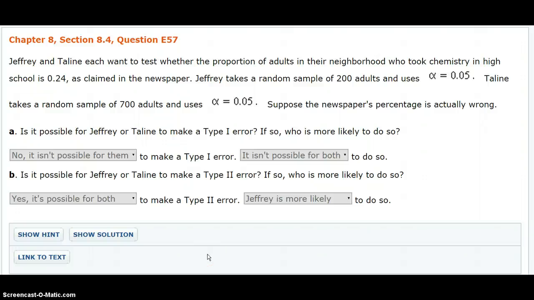Section 8.4, question E57. We have two people wanting to test the proportion of adults who took chemistry in high school. The local newspaper claims it's 0.24. Jeffrey takes 200 adults. Talene takes 700 adults. Both of them use the same level of significance. And we're going to assume for this particular question that the newspaper's percentage is wrong. In other words, that this is not the true proportion of adults in the neighborhood.